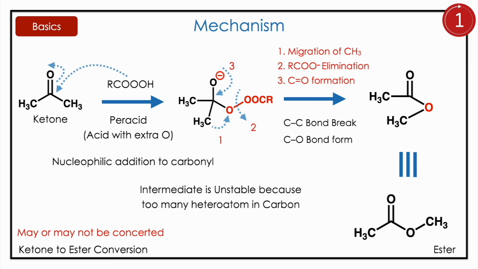So what is the problem here? How can it be solved? The anion can reform the ketone. Methyl migrates to the oxygen and RCOO minus eliminates. We end up with the final ester. If you read it down nicely, you can clearly see ketone converted into ester. Here three things happen in a concerted way: migration of the methyl group, RCOO minus elimination, and carbonyl formation. The mechanism may or may not be concerted. Both mechanisms will give the same answer.